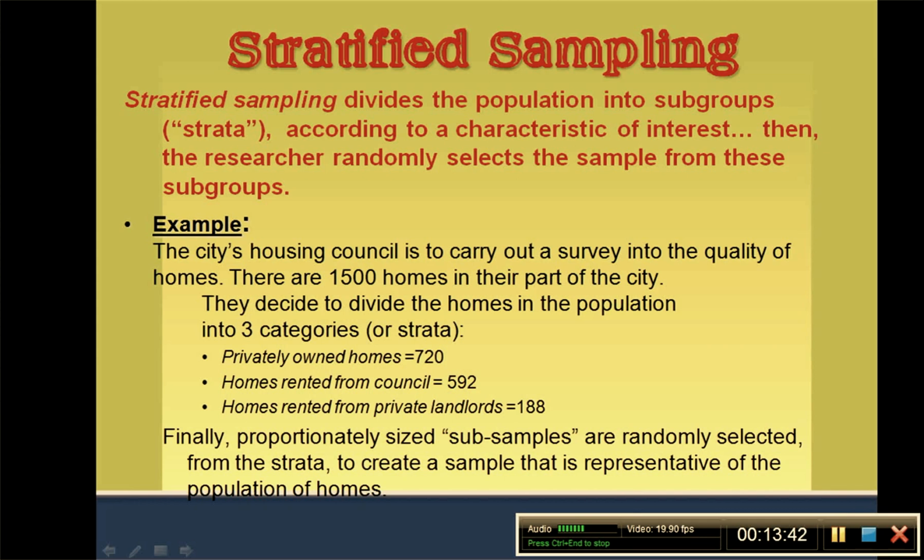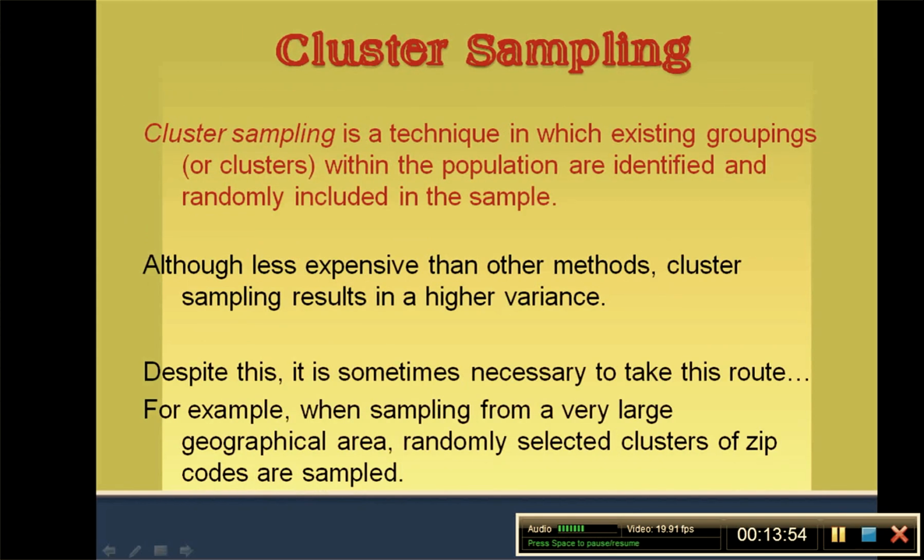The researcher decides which strata are to exist, and then you sample from each subgroup. Okay? As opposed to cluster sampling. Now, cluster sampling is the technique in which existing groupings or clusters within the population are identified.